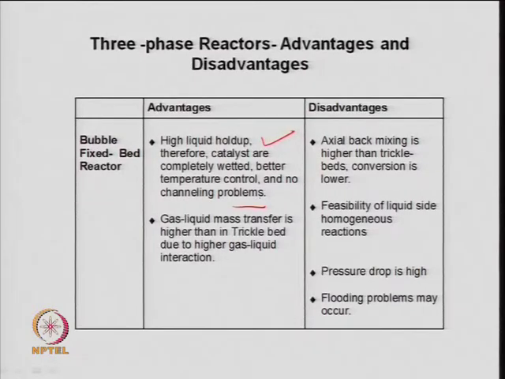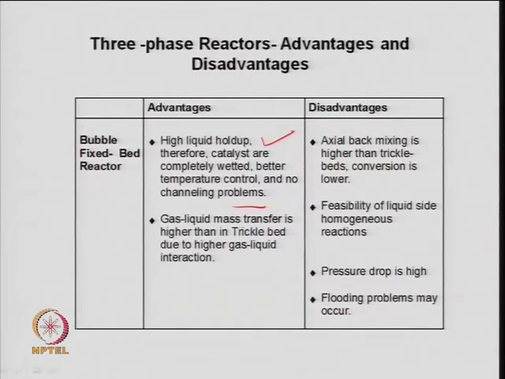You have gas being bubbled and liquid already there, a kind of slurry bubble column reactor, but instead of slurry you have a fixed bed type. So you have liquid, solid, and gas may be bubbled through. Gas-liquid mass transfer is higher compared to a trickle bed reactor, because there the liquid flow rate was low, and here the liquid flow rate is high. So the interaction between gas and liquid in this kind of reactor will be high.